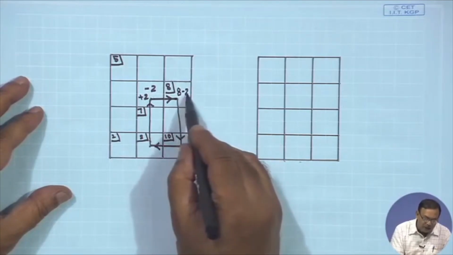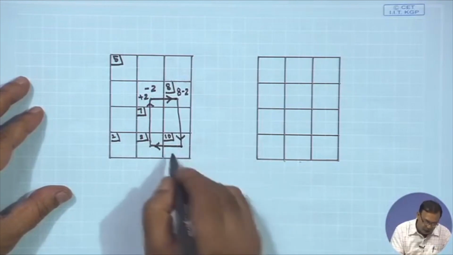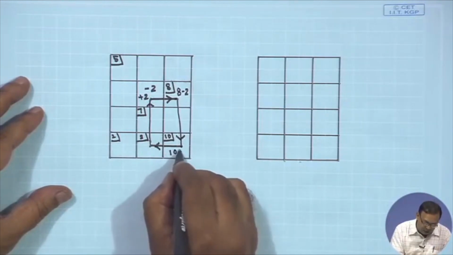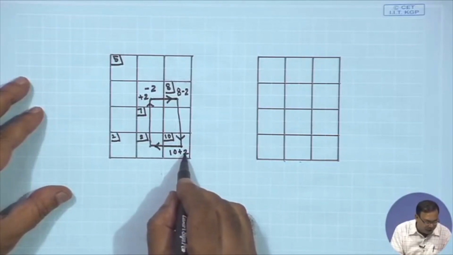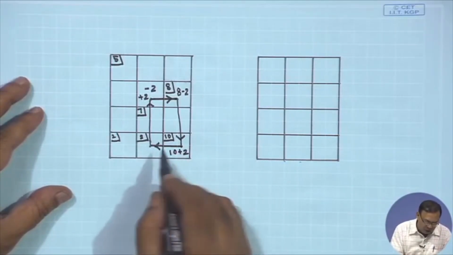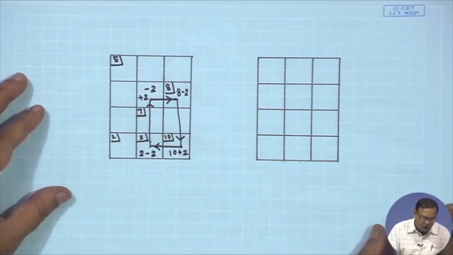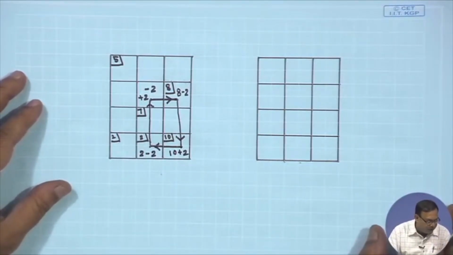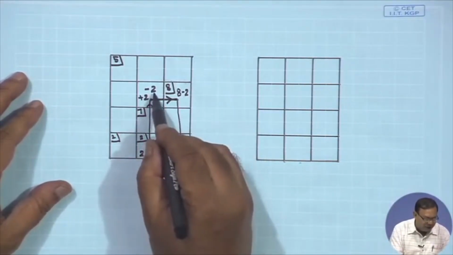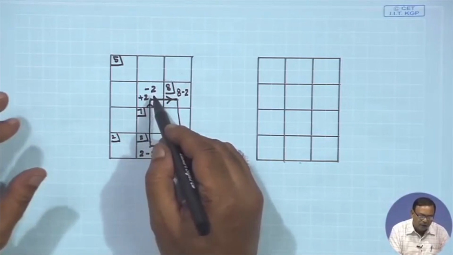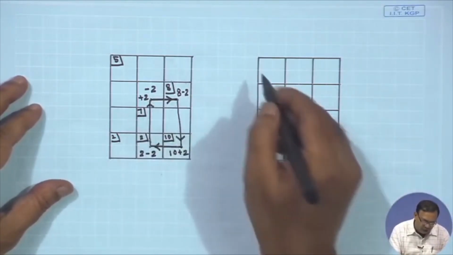Once I have made the 2 less allocation, on this occupied cell I have to adjust it by allocating plus 2 here, and once I have allocated plus 2 here, again it will be 2 minus 2. So, your new allocations will be like this. What I have done on this is, the value was minus 2.